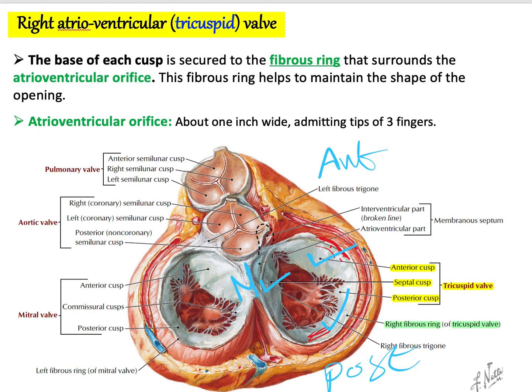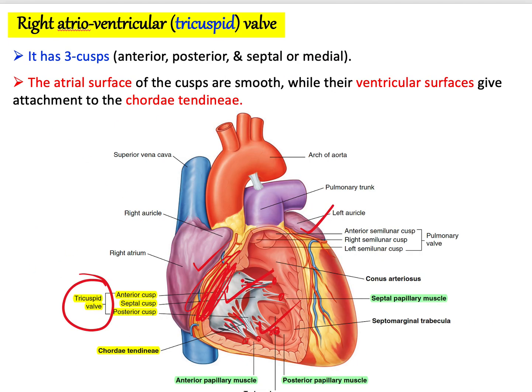Now, if you look here, it's known as the septal cusp, right? Why? Because it's close to the septum here, the interatrial septum. So what we have on the right side of the heart, other than the tricuspid valve: you know that the blood comes from the right atrium to the right ventricle through the tricuspid valve, and from the right ventricle it will be pumped to the pulmonary trunk through the pulmonary valve.